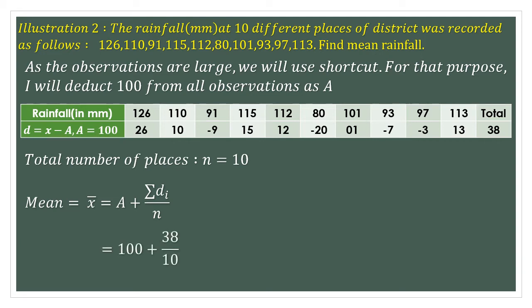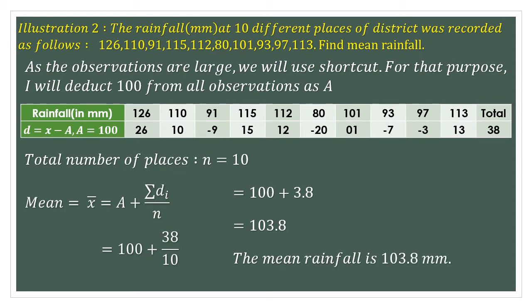So write down the values. A is 100, summation di, that's the total of the deviation, is 38, and n is 10. So 100 plus 3.8 will be 103.8 millimeters. So the answer will be the mean rainfall is 103.8 millimeters.